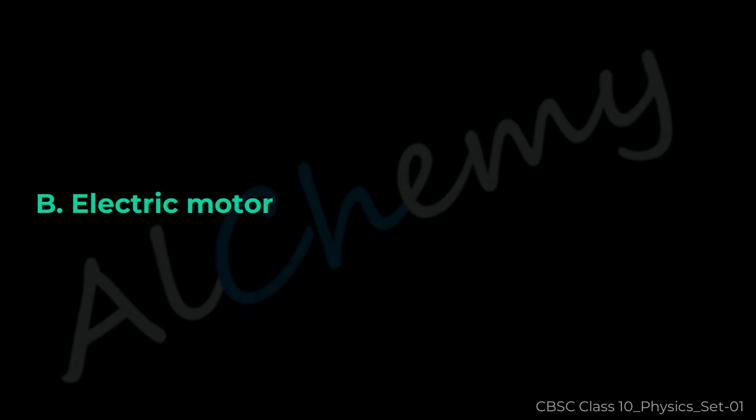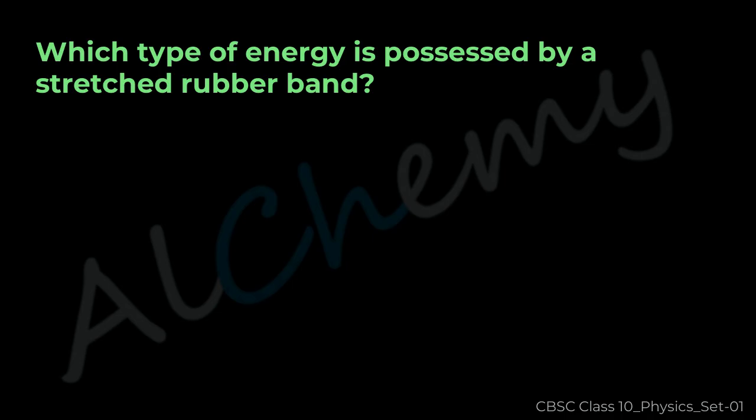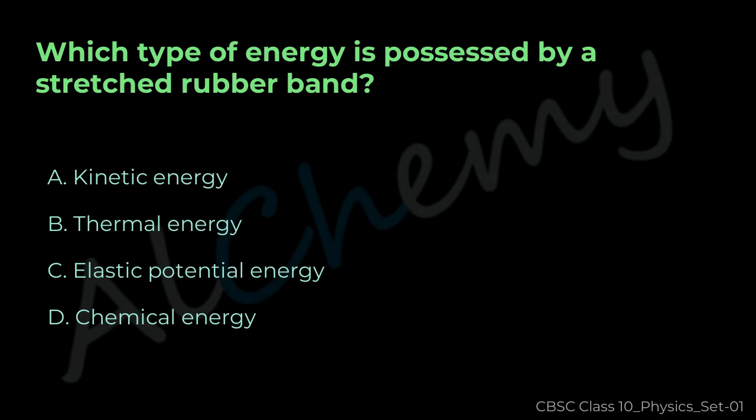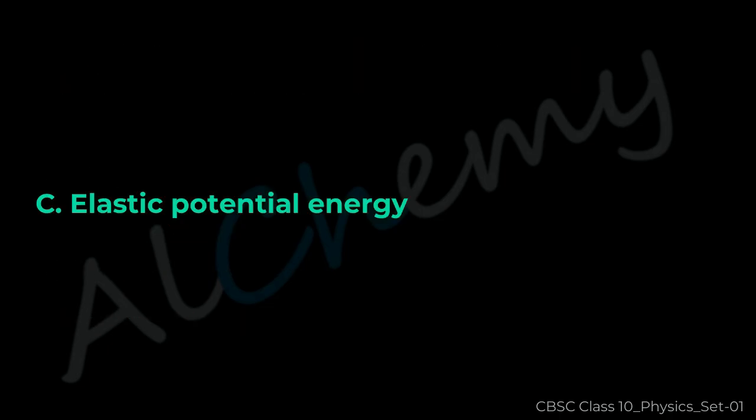Electric motor. Question 15. Which type of energy is possessed by a stretched rubber band? A. Kinetic energy, B. Thermal energy, C. Elastic potential energy, D. Chemical energy. The correct answer is C.